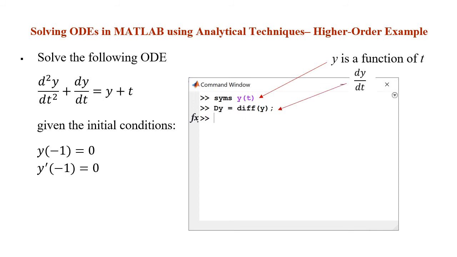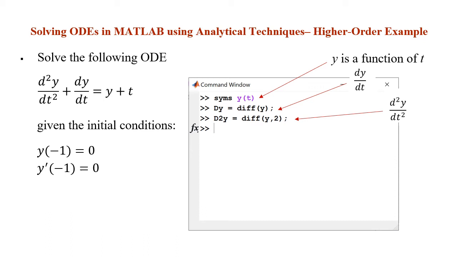Okay, now I will define the second order derivative, which is part of the equation. So d2y, divided by dt squared, or in other words, the second order derivative, I'll use d2y for short, is equal to diff y comma 2. So translating diff y comma 2 in mathematical terms, it means the second order derivative.